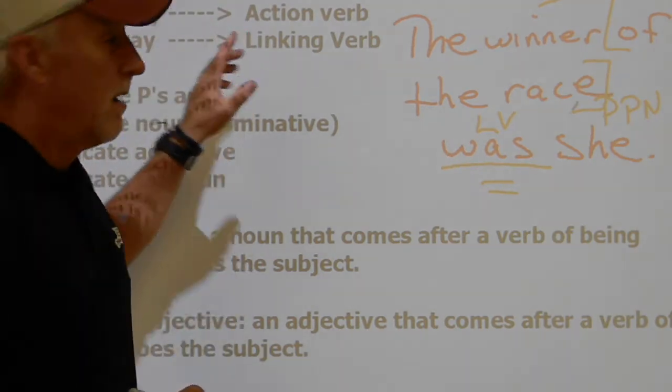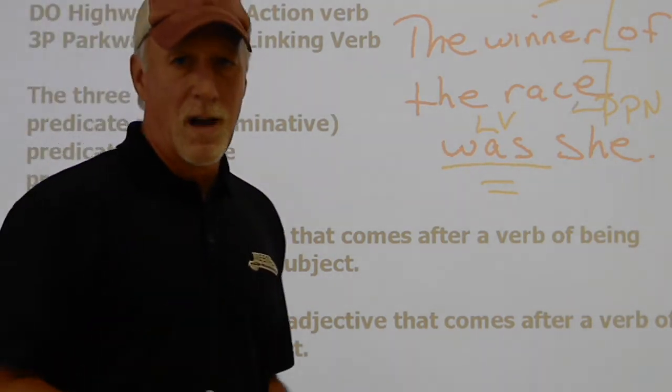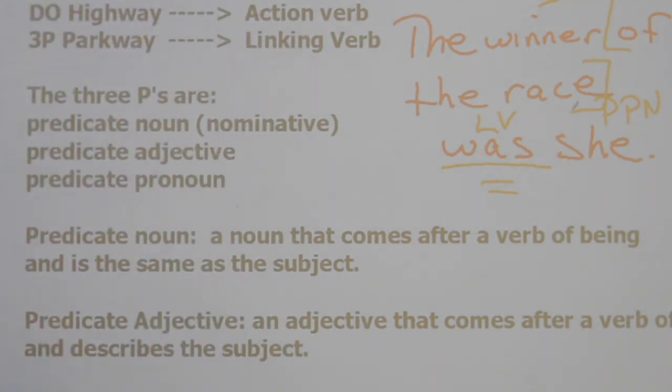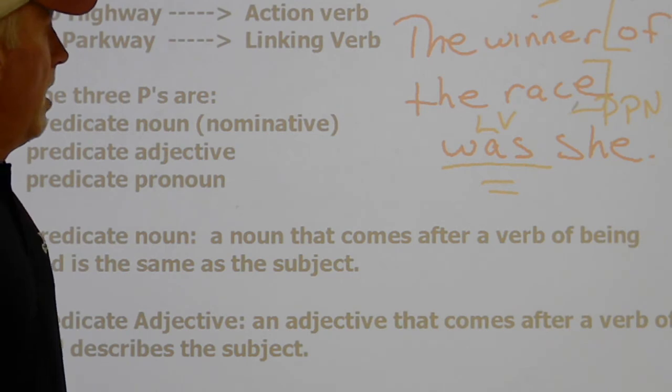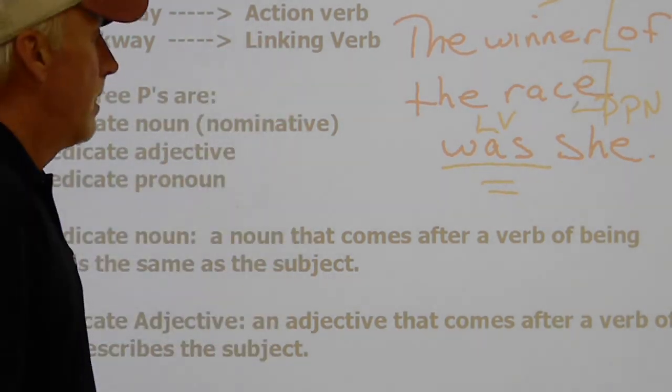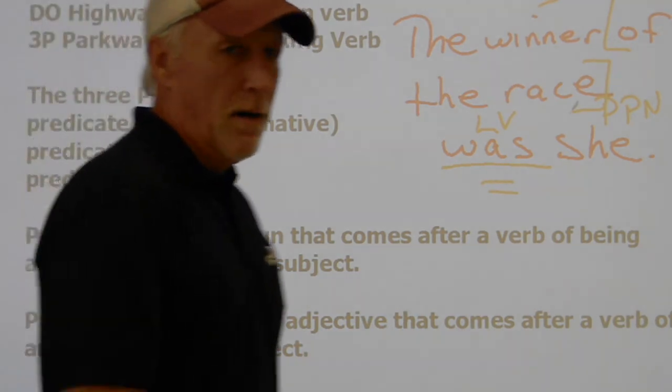Our next lesson, our next video, will focus on the direct object. But that's it for now. Make sure you know the predicate nouns, predicate adjectives, predicate pronouns, and know the definitions of them. 3P Parkway, you need a linking verb. Till next time, auf Wiedersehen.